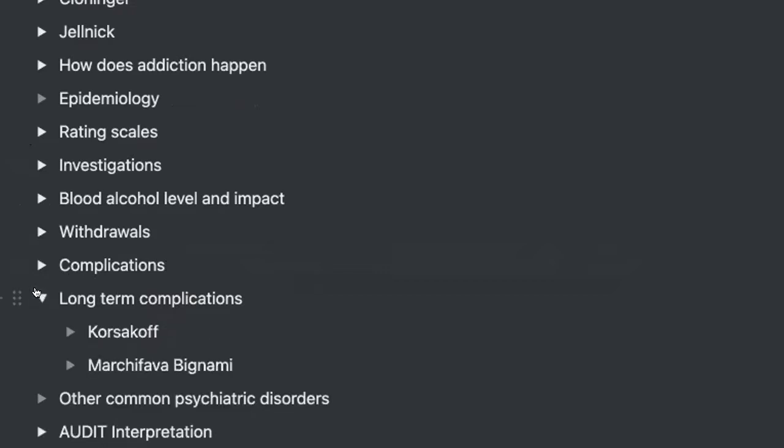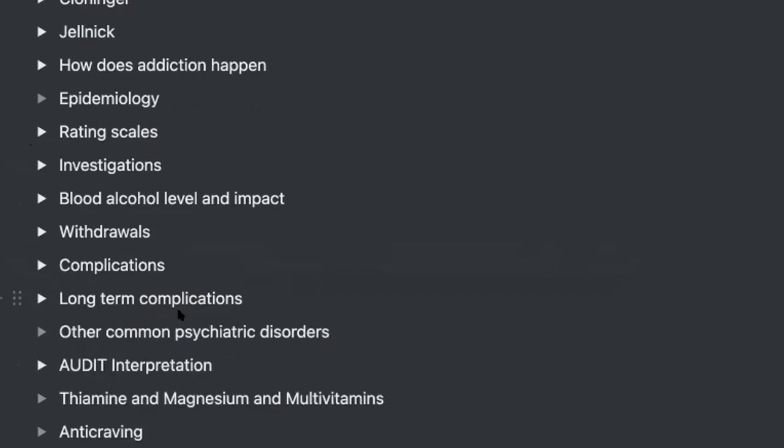Besides that, long-term complications, obviously Korsakoff and Wernicke's. What are the signs for it is something that they might ask you. What are anti-craving medications? They'll ask you, so can someone tell me what the anti-craving medications for alcohol are? Acamprosate and naltrexone. Acamprosate, naltrexone, and baclofen can be used. Disulfiram is anti-abuse, not anti-craving.